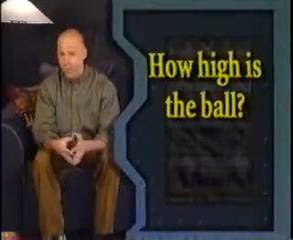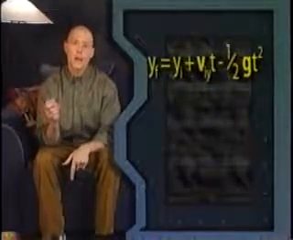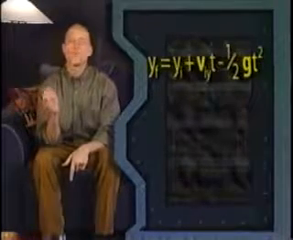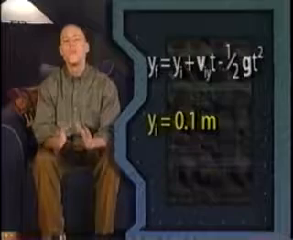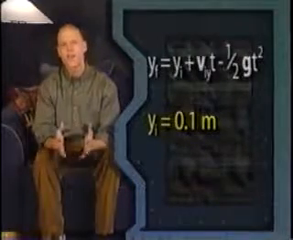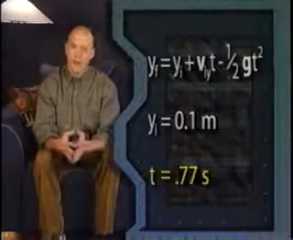But we still haven't answered our most pressing question. How high is the ball when it reaches the net? Remember, we're going to use the equation y sub f equals y sub i plus v sub iy times t minus 1/2 gt squared to figure out that answer. So far, we've gotten y sub i, which we were given. The ball is 1/10 of a meter above the ground when it's hit. And we've got time, 0.77 seconds, which we've just figured out.